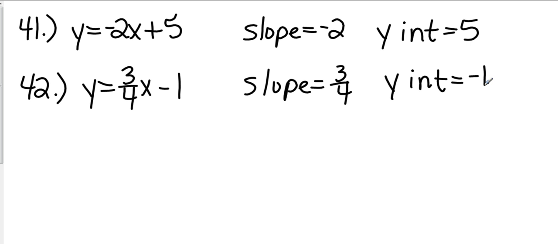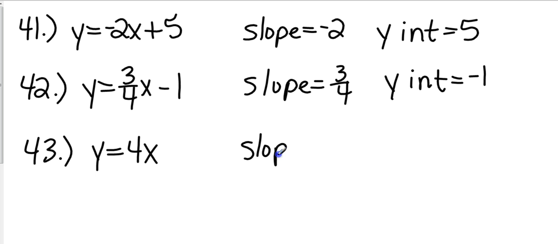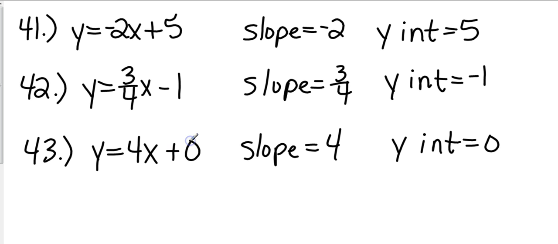Number 43. The answer to number 43 is y equals 4x. So the question originally stated a slope of 4 and a y-intercept of 0. Okay, remember, if I add 0 to this thing, it doesn't change it. So that means that has to be what my y-intercept is. Okay, but remember, we don't write the plus 0.